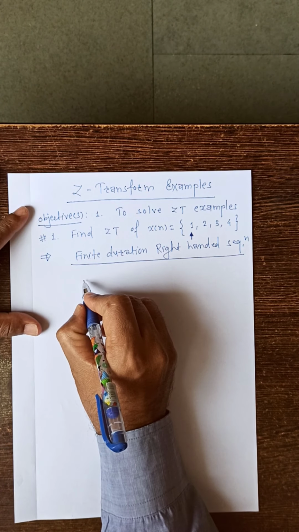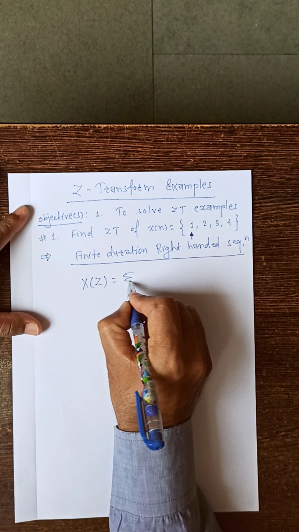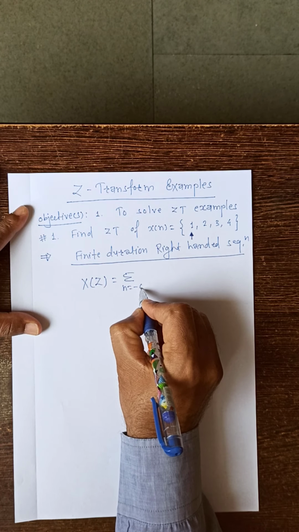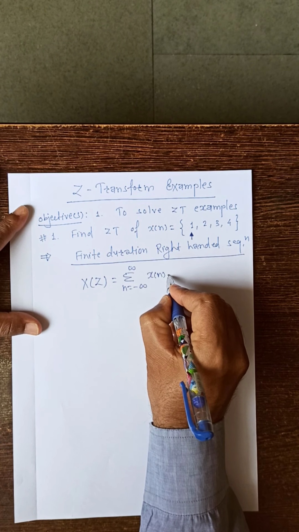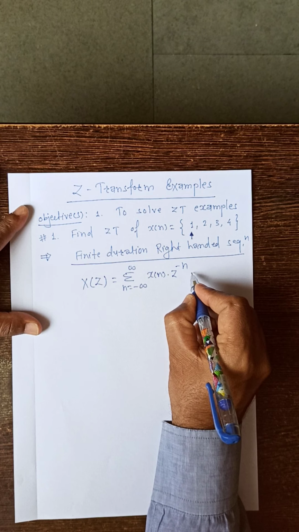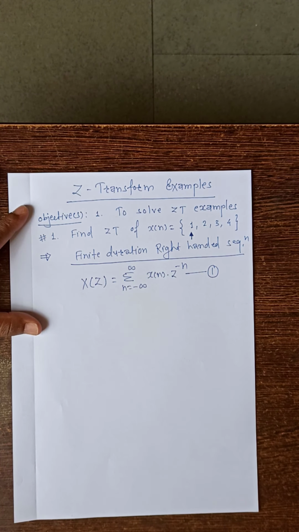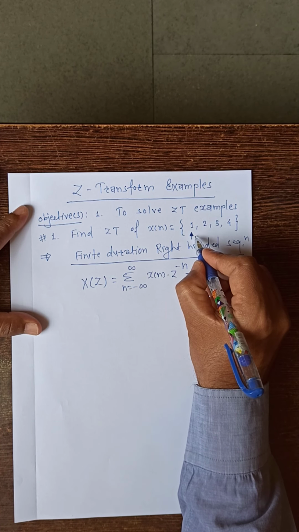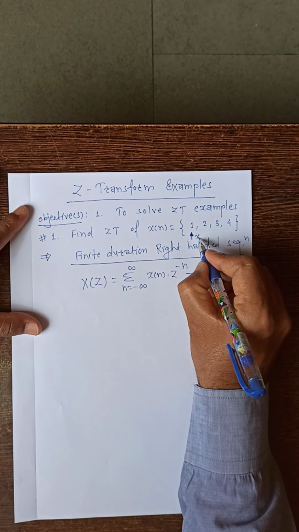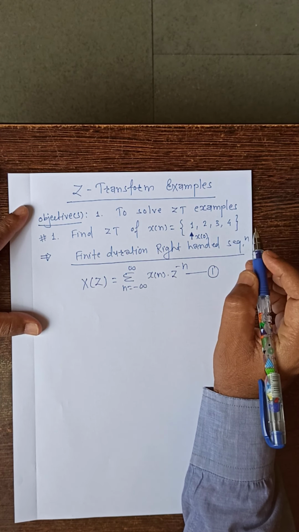So we'll write down the equation of Z transform. X(z) is equal to summation n equals minus infinity to plus infinity x[n] into z raised to minus n. Let it be equation number 1. So this is the 0th sequence, so you can call it x0. Then this will be x1, x2 and x3.